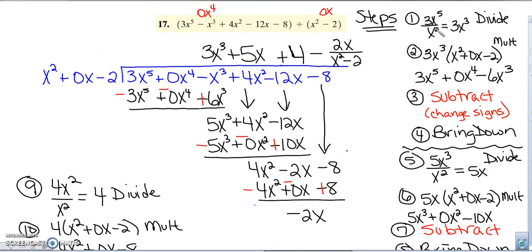So first term divided by first term, we get 3x to the 3rd, and we place it here. You then take that 3x to the 3rd and you multiply it times the entire divisor. And that's what we're doing right here. Using the distributive property, this is what we would get.